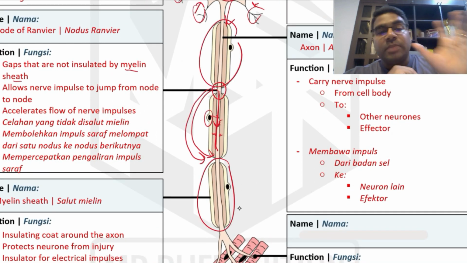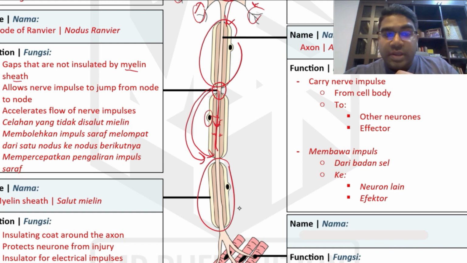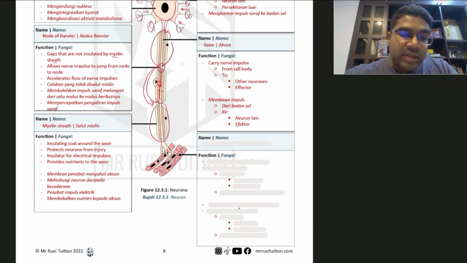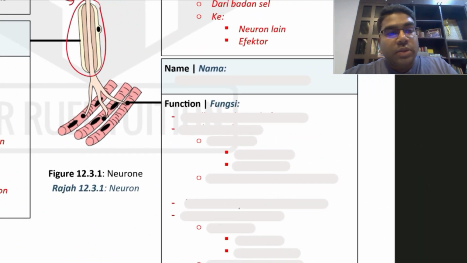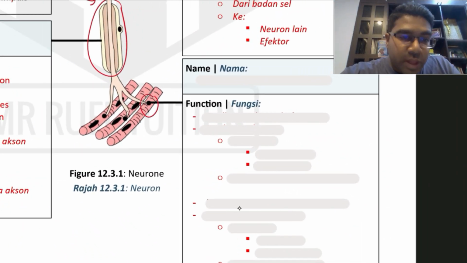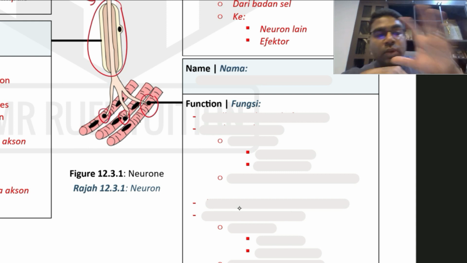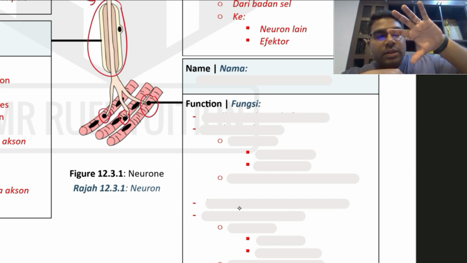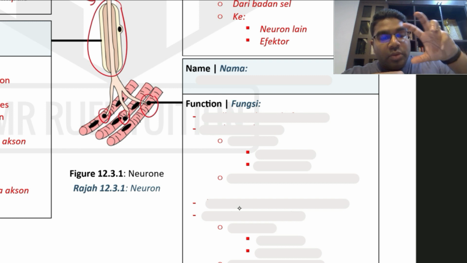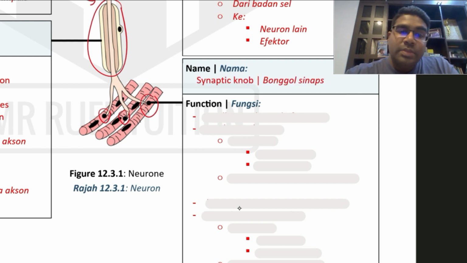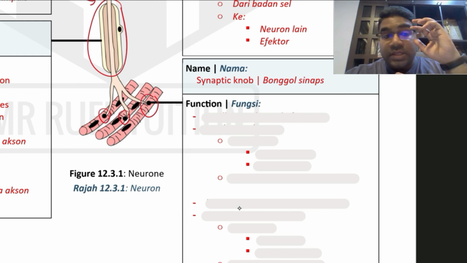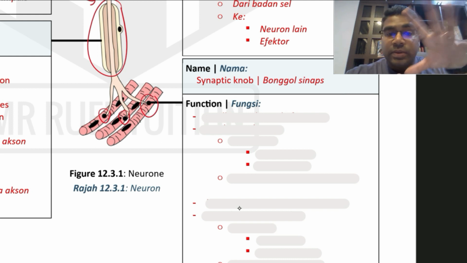Okay, dia lebih cepat membekalkan nutrient lah. Alright. Okay, sekarang kita sampai di hujung neuron. The end of the neuron. So the end of the neuron ada satu tempat yang dia membentuk bonggol. It forms a bulge. So this is the synaptic knob, bonggol synapse. So ini kita akan kaji dengan lebih terperinci nanti bila kita belajar synapse. We will study this in detail when we go to synapse.